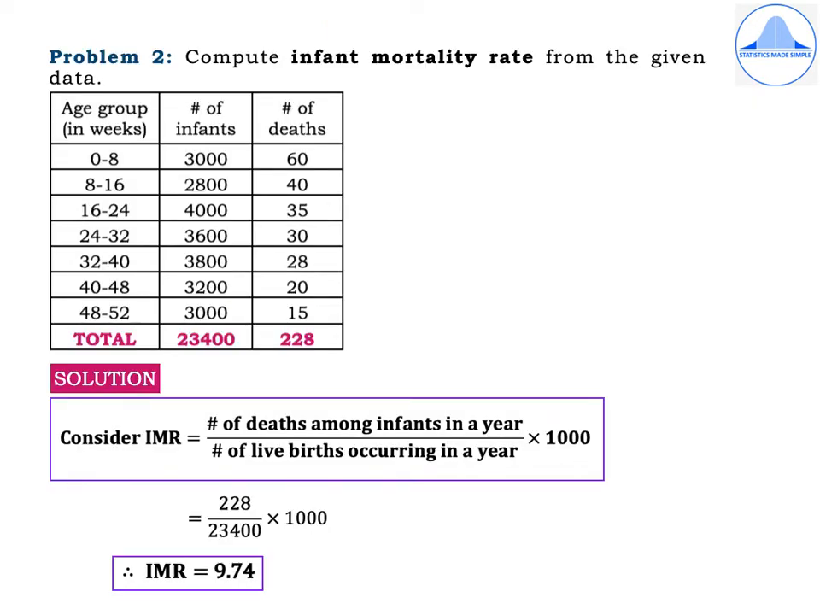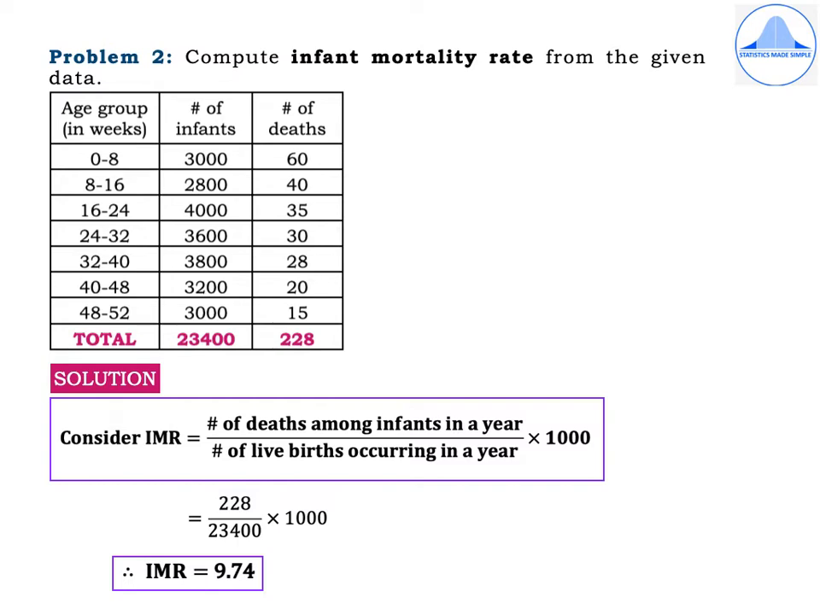Problem 2. Compute infant mortality rate from the given data. In the first column, we have age group in weeks 0 to 8, 8 to 16, 16 to 24, 24 to 32, 32 to 40, 40 to 48, 48 to 52. Then you have number of infants as 3,000, 2,800, 4,000, 3,600, 3,800, 3,200, 3,000. And the number of deaths are 60, 40, 35, 30, 28, 20 and 15.